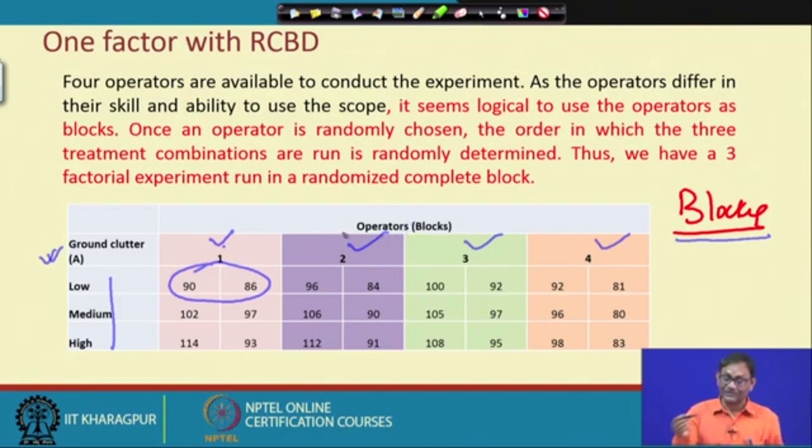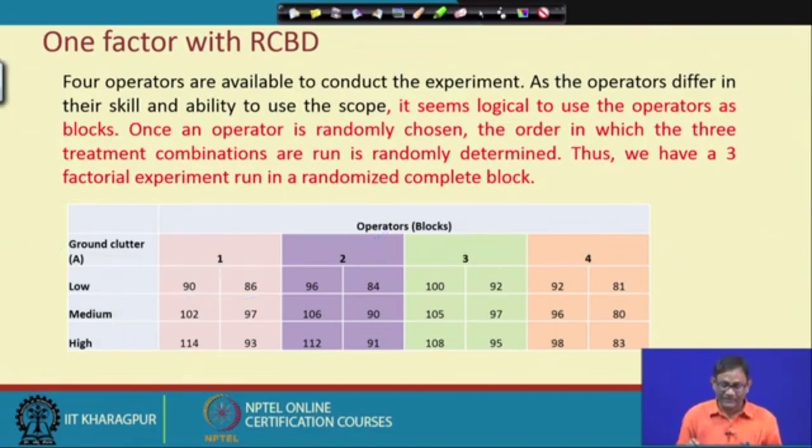So, if you maintain this randomization and you are in a position to block the operators, in this case the nuisance factors, then you can add this nuisance factor into the design, and this design will be known as randomized block design. And again it is complete because all the settings, low, medium, high, and also all the operators together we have done it.